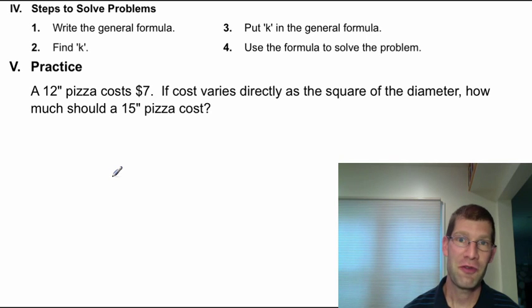But first thing, you write the general formula like we just were doing. Then you find that constant. Once you find that constant, you put it back in that original equation you wrote, and then you get the answer to whatever they're asking.